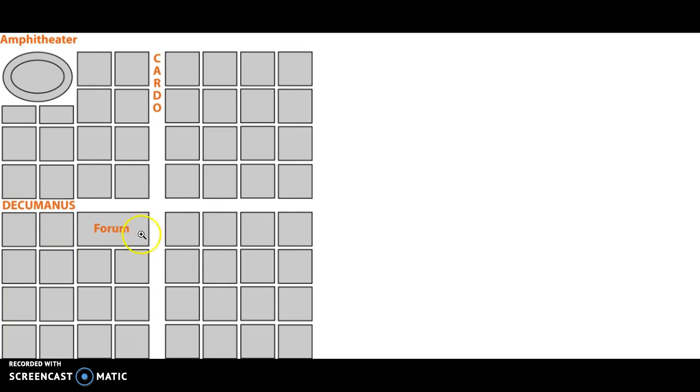You can also see in this plan a kind of space which is called the Forum. The Forum is more or less the main square in the city. It was located in the center of the city and was the center of political, social, and cultural life. The market used to be there, and the political buildings used to be there. It was the most important space in the Roman city.